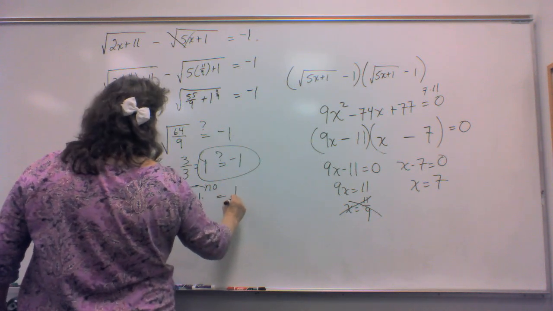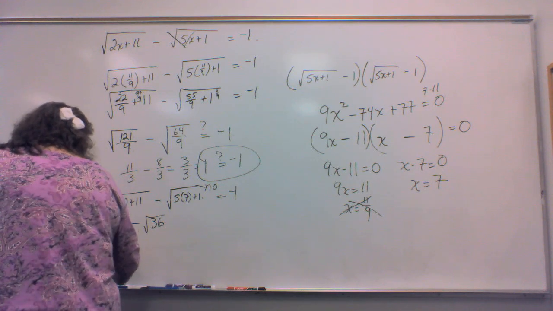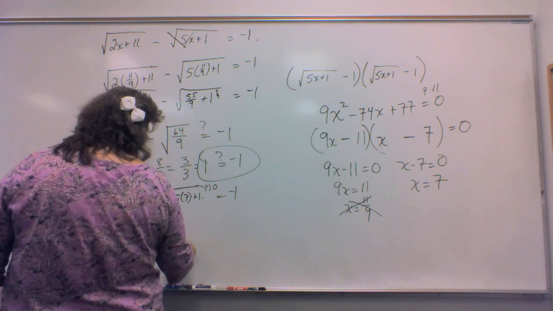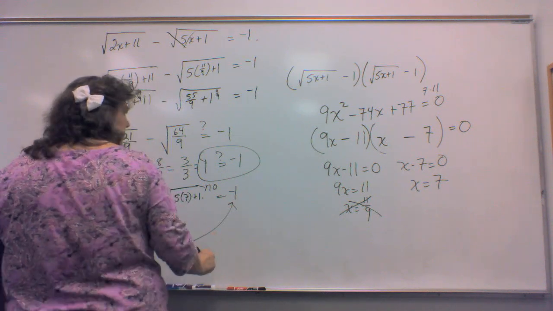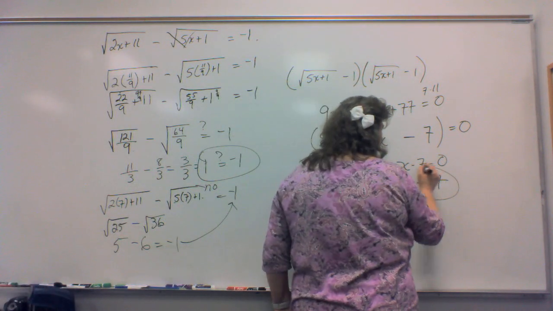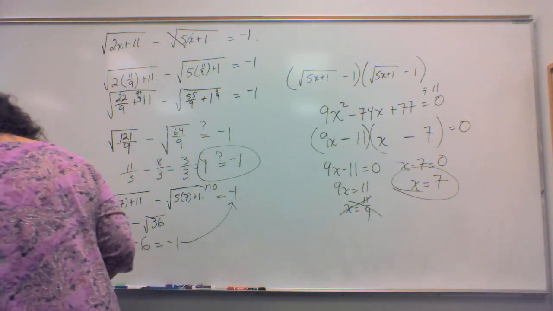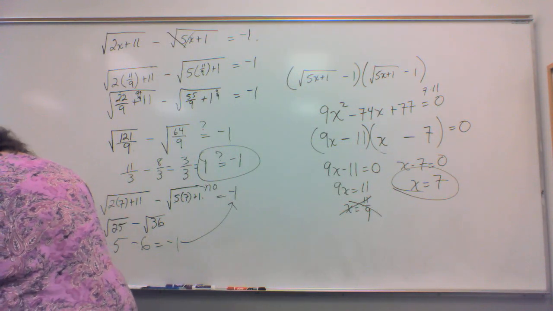Does that equal negative 1? 5 minus 6 equals negative 1. So yes, that does equal negative 1. So this is a valid answer. As you see, 1 was valid, 1 was not. And that's how important it is to check everything.